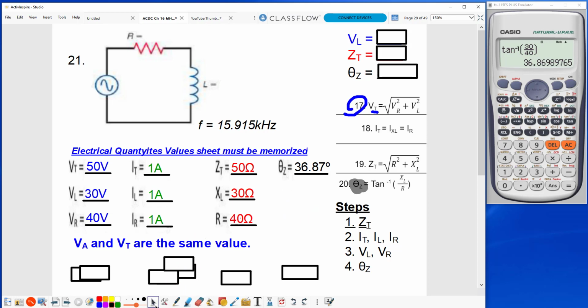All right, now that we've done all of our calculations, we see up here we were asked for VL, we were asked for ZT, and we were asked for theta Z. And these will be the three that you put into the Chapter 16 Canvas answer sheet assignment on your Canvas page under the Chapter 16 module.